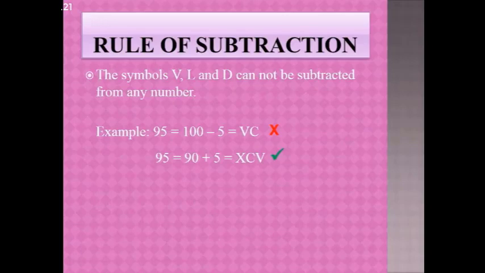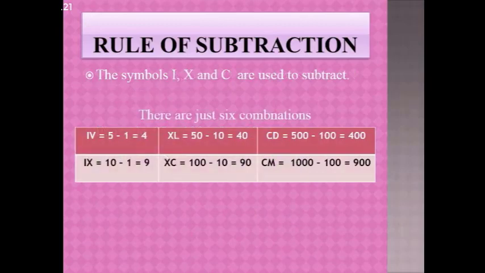The third rule of subtraction says that I, X and C are used to subtract. There are just 6 combinations. IV is equal to 4, XL which is equal to 40, CD which is equal to 400, IX which is equal to 9, XC which is equal to 90, and CM which is equal to 900.